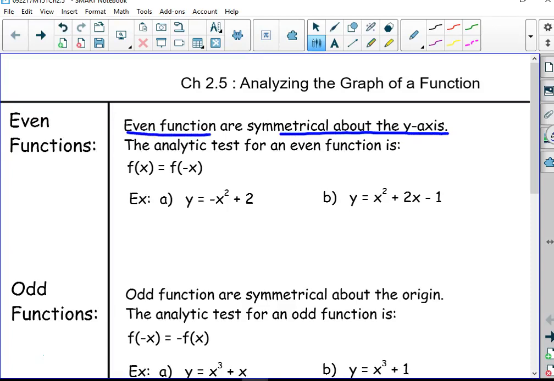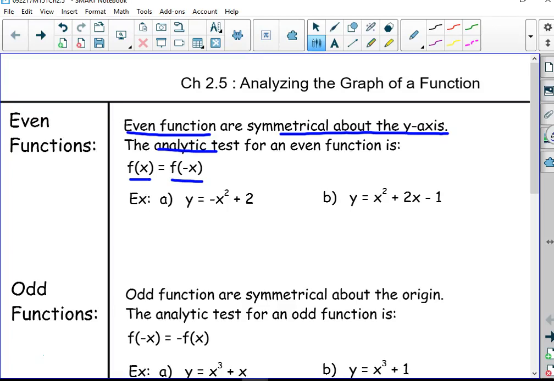So what I want to show you is there's a way to make this decision graphically, and there's also ways to do it using analysis. So our analysis test is: f of x equal to f of negative x? And if that is the case, then we call that an even function. So here's what the analysis looks like. We're going to test both of these functions to see if they're even.